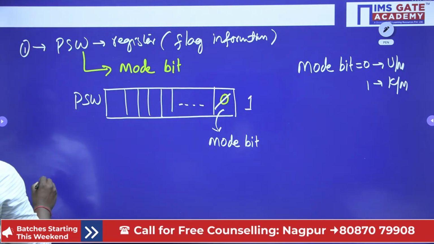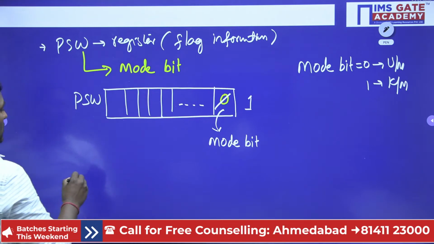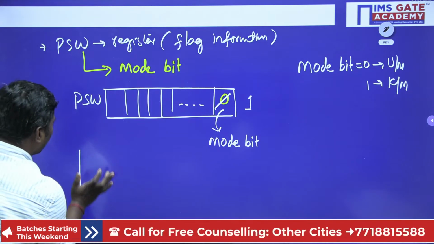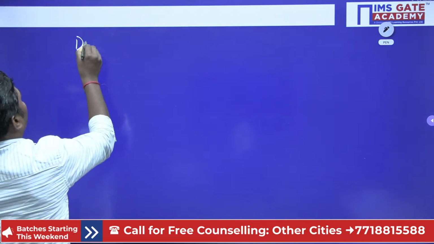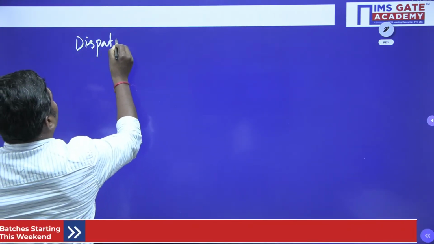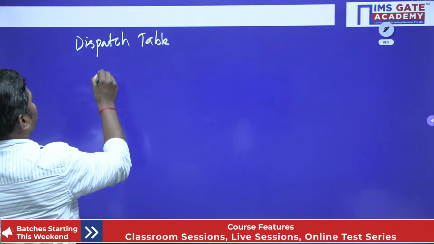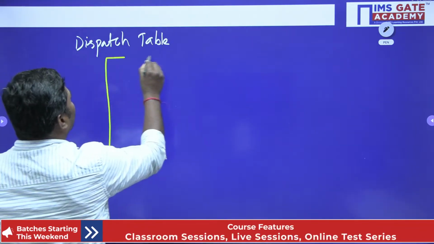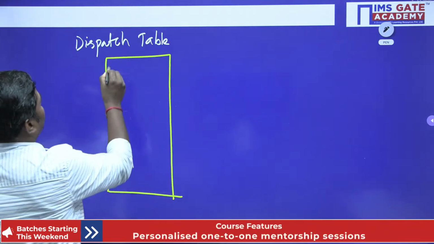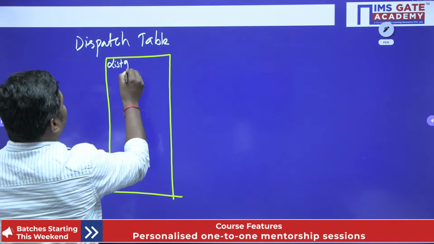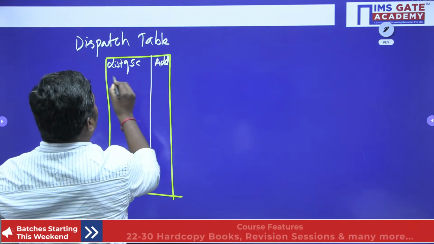What is the second thing? Read the dispatch table. What is the dispatch table? Please understand, as I mentioned, the operating system contains a list of system calls and their addresses.